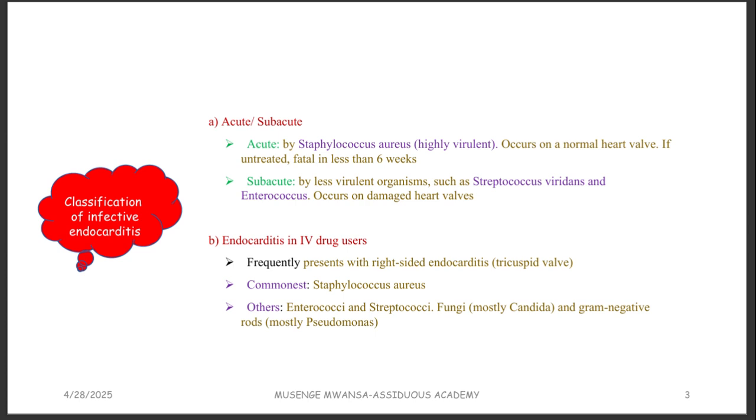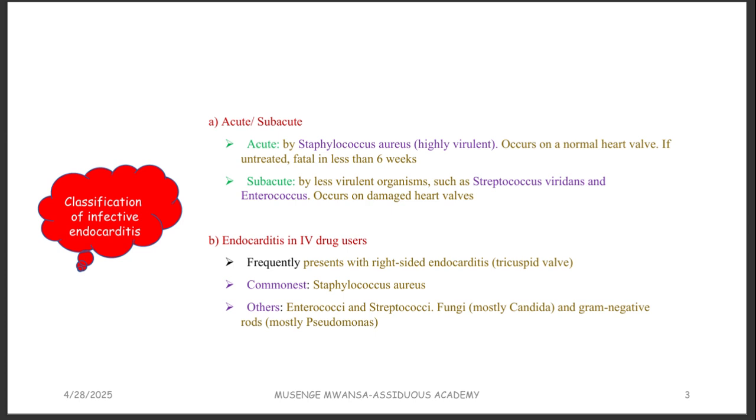Subacute infective endocarditis happens with organisms that are less virulent, like Strep viridans and Enterococcus, such as Enterococcus faecalis. These subacute ones only happen on valves that are not okay. They don't happen on valves that are fine. You also have the endocarditis that happens in people who use drugs, IV drug users. And this one, as we said earlier, normally presents with right-sided endocarditis, meaning that the valve affected here is the tricuspid valve.